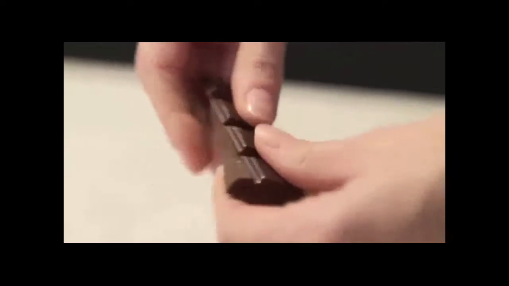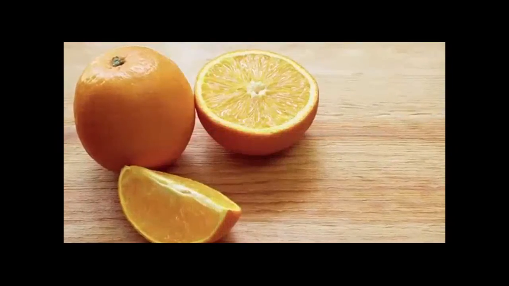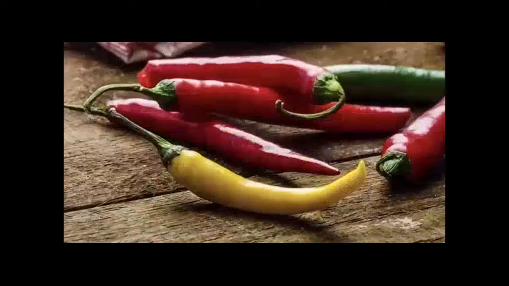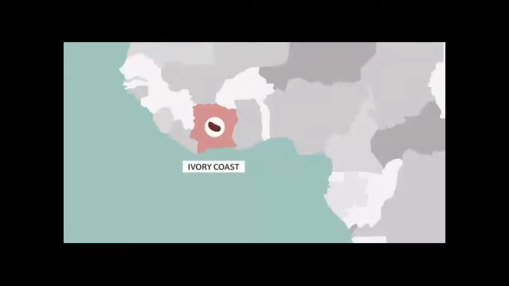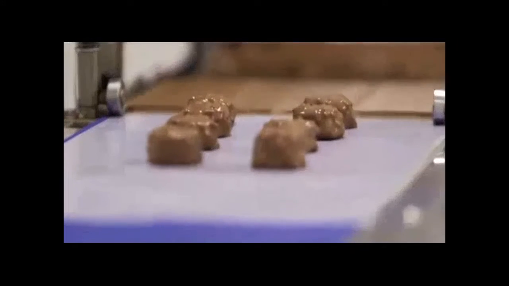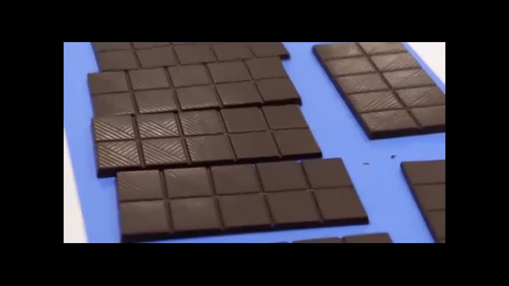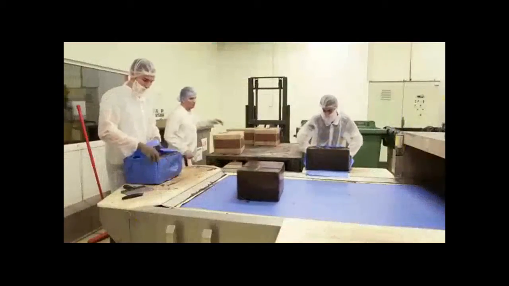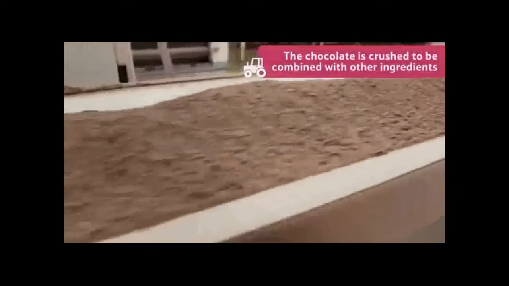Chocolate comes in many different flavours, such as orange, mint, and even chili. The cocoa mass is shipped to factories like this one in France, where lots of different chocolate products are made. First, the solid cocoa mass is unpacked from its box and placed on a conveyor belt before being crushed by a machine like this, so that it can be combined with the other ingredients.